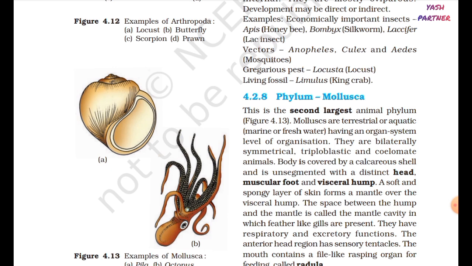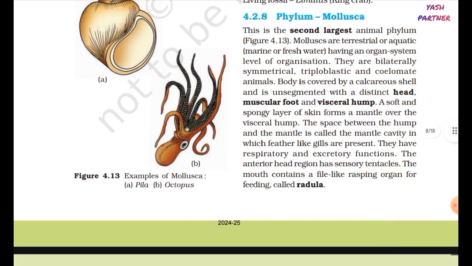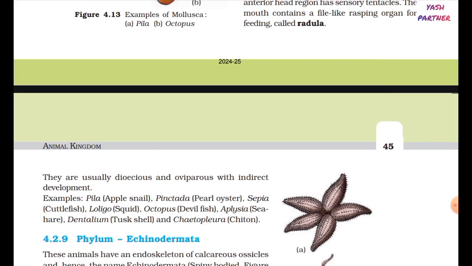The space between the hump and the mantle is called the mantle cavity, in which feather-like gills are present. They have respiratory and excretory functions. The anterior head region has sensory tentacles. The mouth contains a file-like rasping organ for feeding called radula. They are usually dioecious and oviparous with indirect development. Examples: Pila, apple snail; Pinctada, pearl oyster; Sepia, cuttlefish; Loligo, squid; Octopus, devilfish; Aplysia, sea hare; Dentalium, tusk shell; and Chaetopleura, chiton.